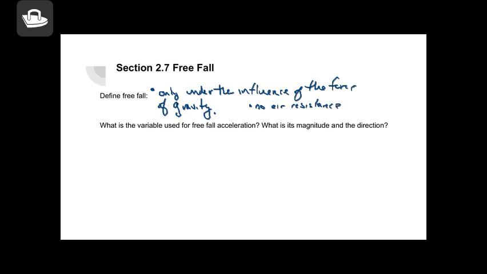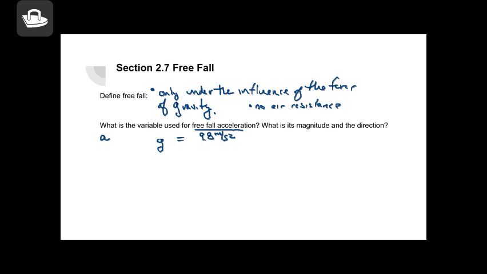So the variable that's used for the quantity for free fall acceleration: typically, we use a for acceleration for most linear motion, but when we talk about gravitational acceleration, we use the lowercase g to stand for gravitational acceleration. The magnitude of gravitational acceleration on the planet Earth is 9.8 meters per second squared, which means that is the amount the speed changes every second. Every second, that speed increases by 9.8 meters per second.